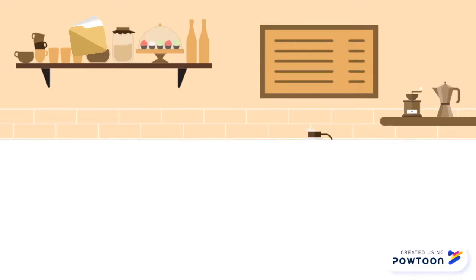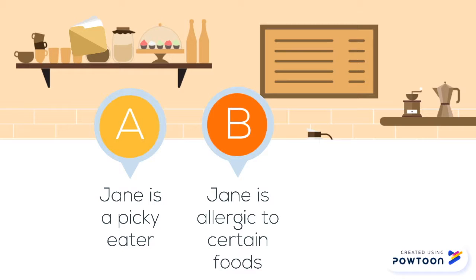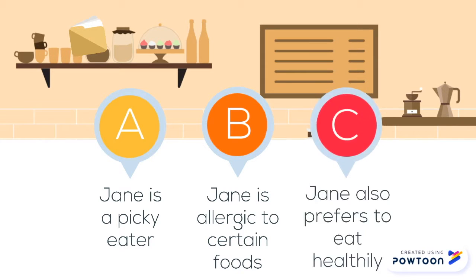Here are some of the reasons why Jane is having such a hard time. First off, Jane is a picky eater and she doesn't have a very wide palate. Also, Jane is allergic to certain foods, and to avoid a very bad situation, she has to eat around these foods that she's allergic to. Also, Jane prefers to eat healthily and she likes to watch her diet.